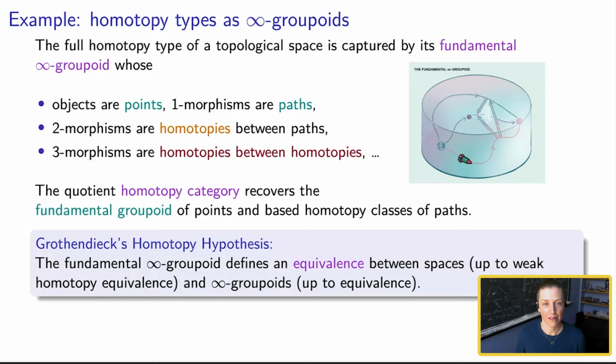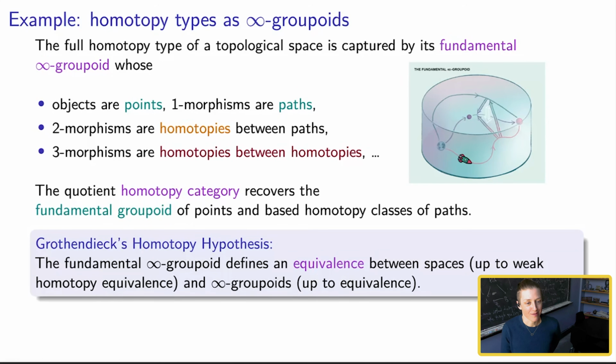So the infinity groupoid is an example of an infinity category. Whenever I have an infinity category, I can take a quotient and recover an ordinary one category, and that recovers the fundamental groupoid that we just defined. So the category version of the fundamental groupoid is a quotient of the infinity category version of the fundamental infinity groupoid. So we have the same information as before, but we've added all these higher layers.